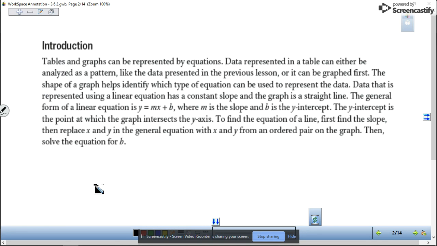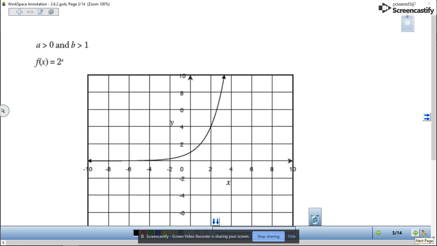To find the equation of a line, find the slope, then replace x and y in the general equation with x and y from an ordered pair, and solve for b. Or if it crosses the y-axis, you can just pull a point for the y-intercept that way. We'll look at that in just a second too. Now, let's talk about exponentials though. Exponentials are a little trickier.